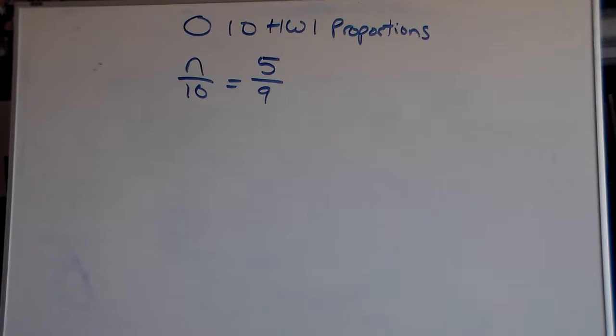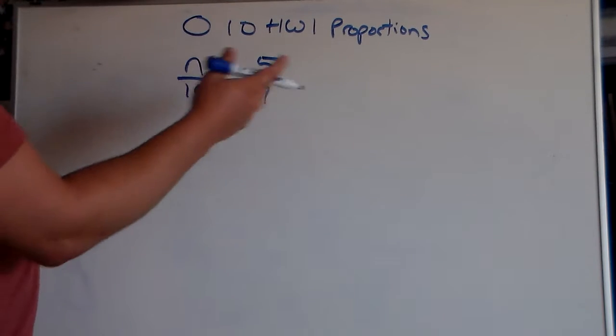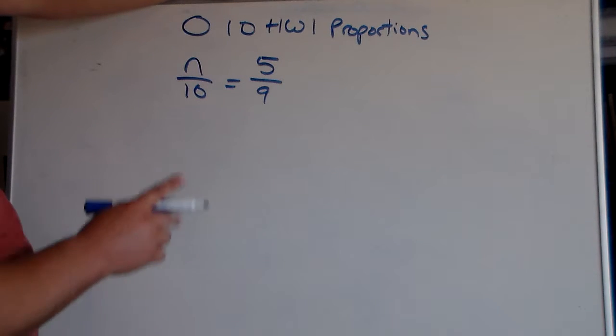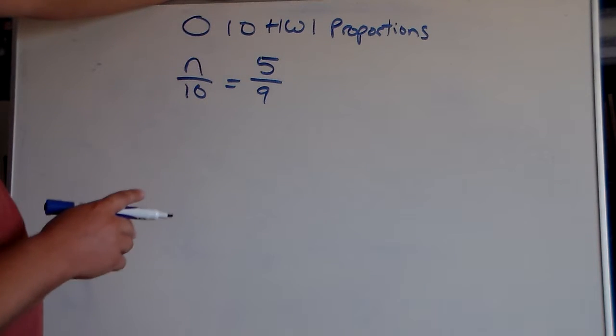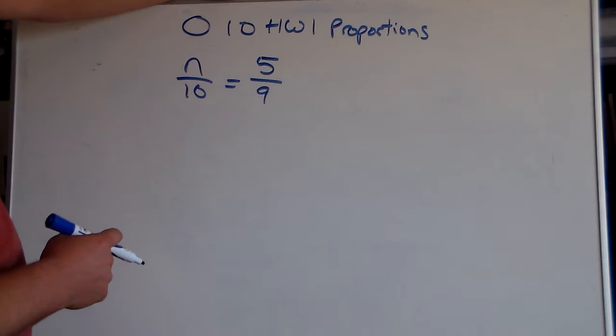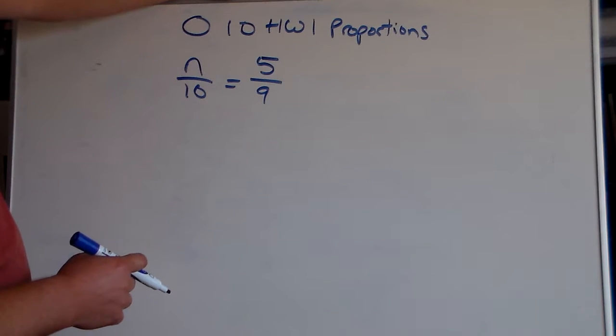Alright, tonight's homework, we want to focus on proportions, and we're going to review that concept, which is 0, 10, HW1 proportions. And you're going to make sure you complete the whole Google form, top to bottom, problems 1 through 10. And this is what the concept's all about. We're going to review a couple problems, make sure we feel comfortable with it, and you're going to fill out the rest of them.